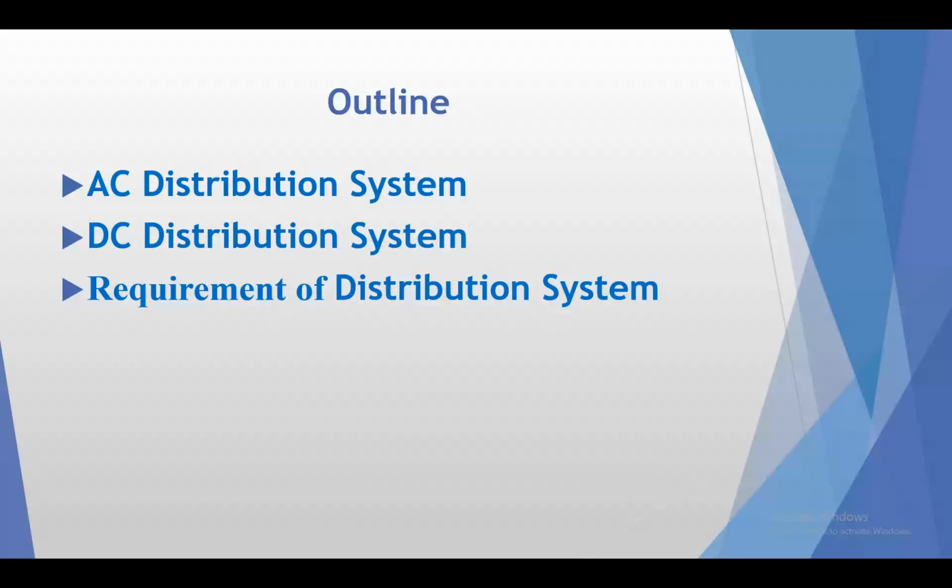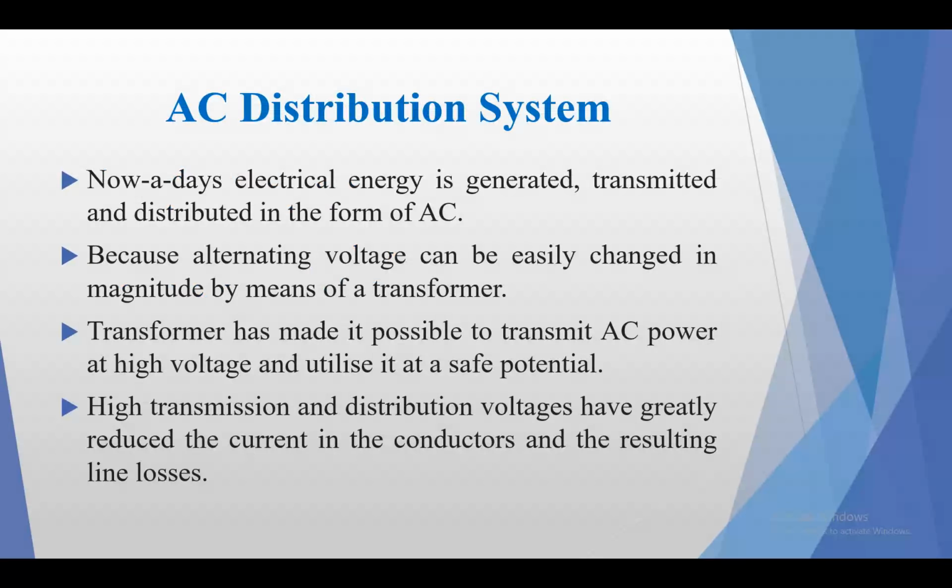Today we are going to study about the AC distribution system, then the DC distribution system, and what are the requirements of a distribution system. So first of all, the AC distribution system. We know that electric energy is generated, transmitted and distributed mostly in the form of AC.